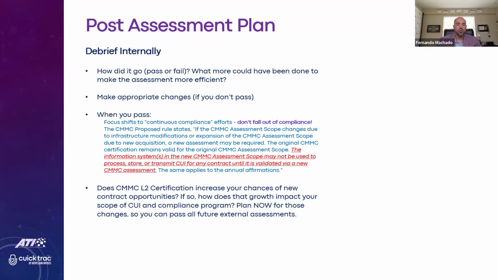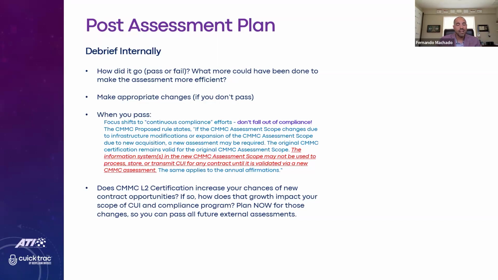Yeah. So currently we can only go based on what's in the proposed rule at the moment. And here you can see that if that scope changes due to infrastructure modifications or expansion of the scope due to new acquisition, then a new assessment may be required. The original CMMC certification will remain valid, but those new information systems, those new components, cannot process, store, or transmit CUI until they've been validated via a new assessment.